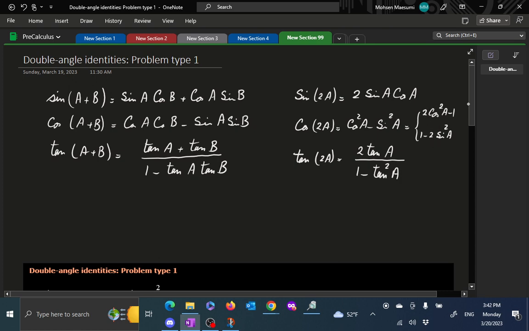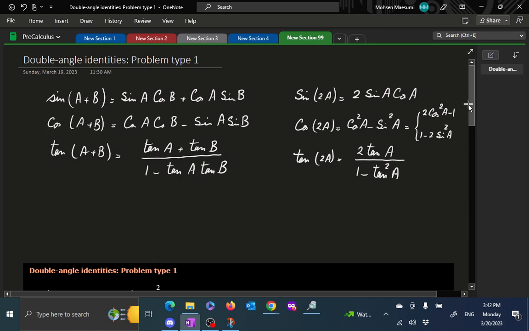The middle one for cosine has two other reincarnations as well. If we apply the Pythagorean theorem, we can write sine square in terms of cosine square, and then the formula becomes 2 cosine squared minus 1. If you take cosine square and write it in terms of sine, meaning write it as 1 minus sine square, you get 1 minus 2 sine square of A. So these are the formulas that get to be used in various areas of mathematics more and more.